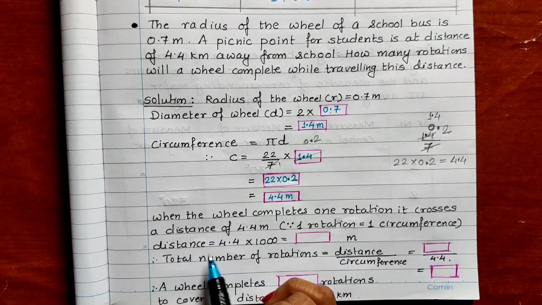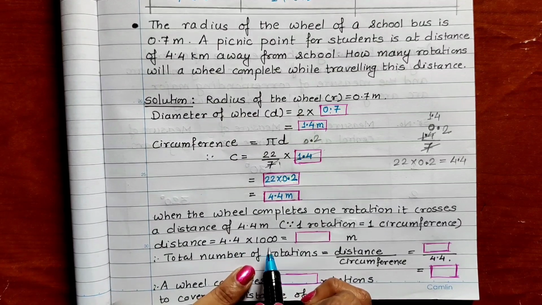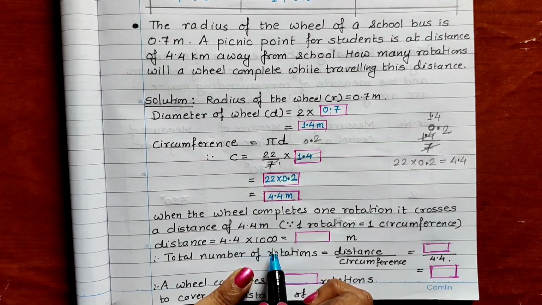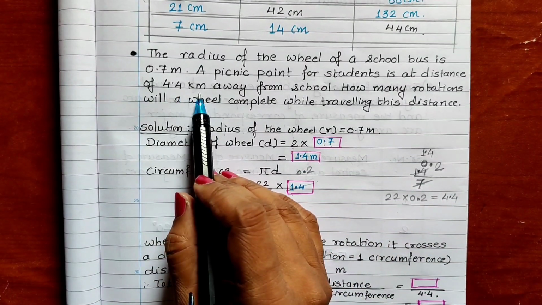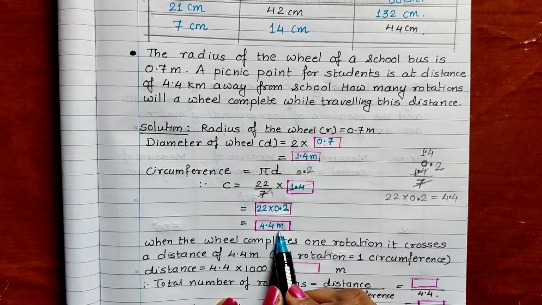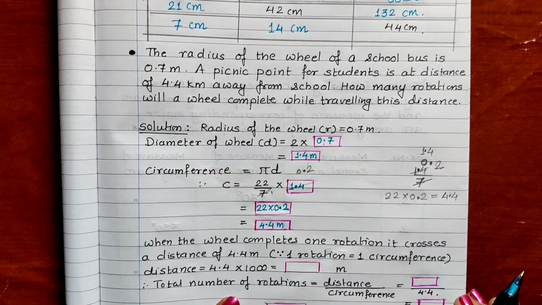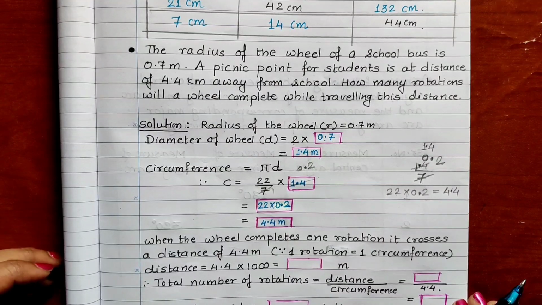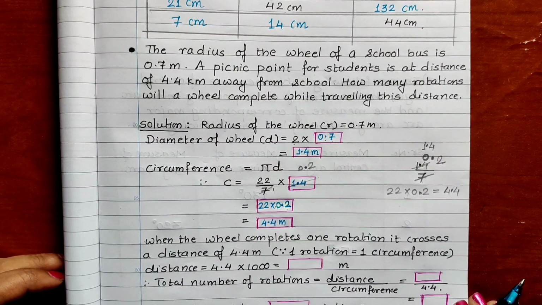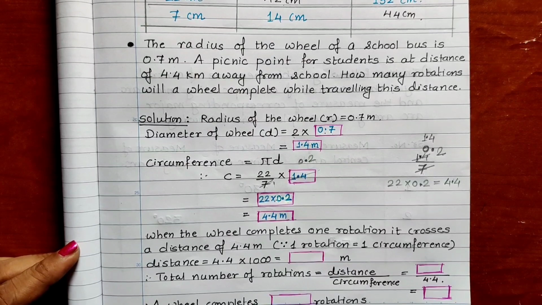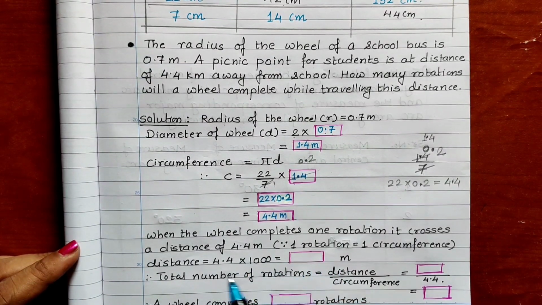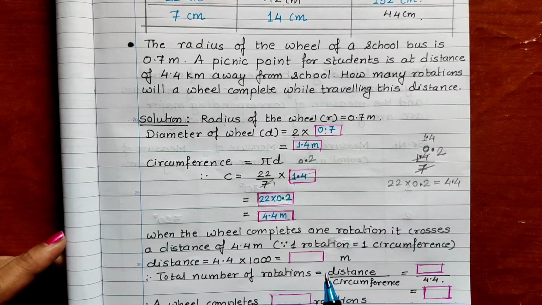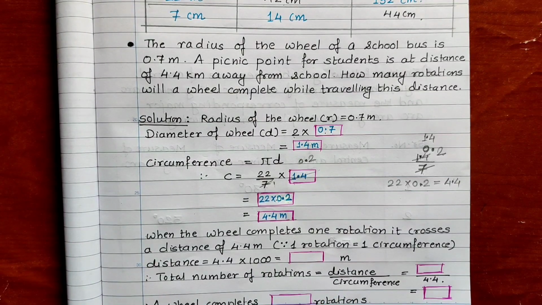Now distance is equal to 4.4 into 1000. Why 4.4 into 1000? Because distance is given in kilometer, 4.4 kilometer, and the circumference of the wheel we have got in meter. So kilometer should be converted into meter. For solving any type of question, the unit should be the same. So for getting the same unit, this 4.4 kilometer should be converted into meter. So 4.4 multiplied by 1000, what will you all get?